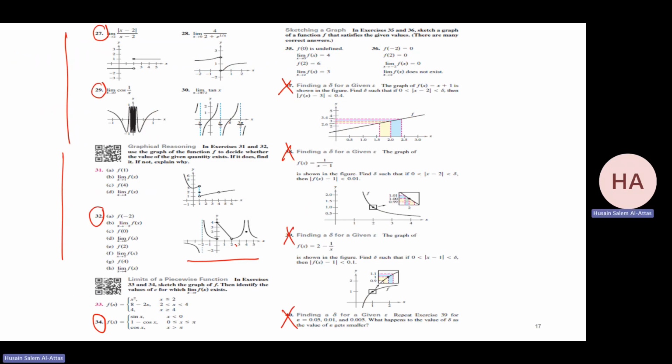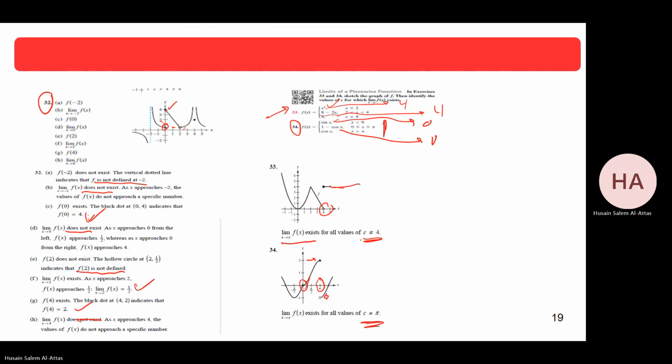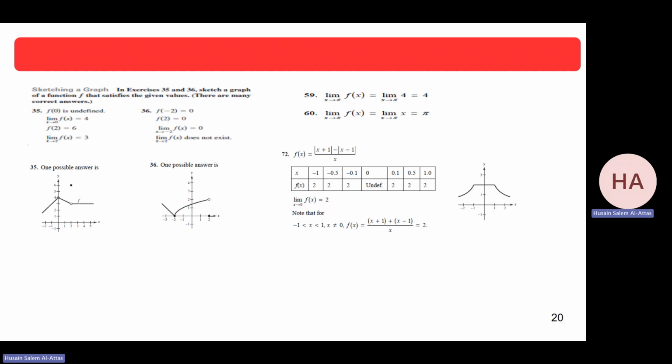Yeah. In this part, which is 35 and 36, he wanted to sketch a graph. He gave you some information. So I want f of 0 undefined, the limit equal to 4. f of 2 equals 6, and the limit is equal to 3. What I will do, this is a possible answer.